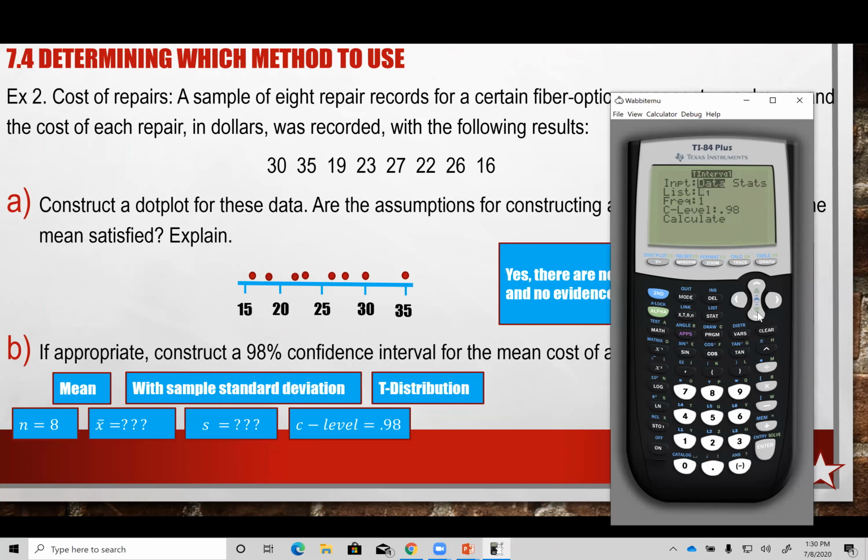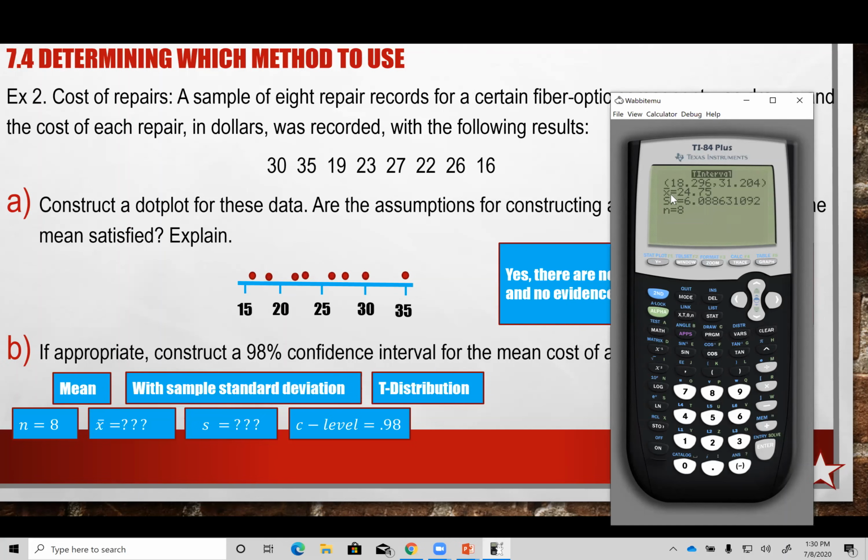Go ahead and use that raw data and calculate for me the 98% confidence interval. Your frequency, leave it as 1, don't change it. The list is your data. I put my raw data in L1 and tell my calculator my data is L1. Take those data and calculate for me the 98%, which is 0.98. If you press this, this is your output.